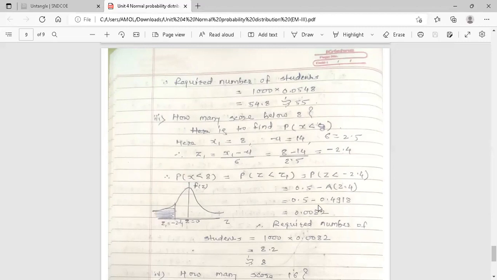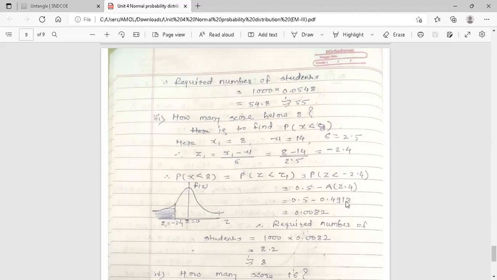And so it is equal to 0.5 minus area of 2.4. Actually, the value of Z1 is minus 2.4, but when we find the area, we take it positive 2.4. The area of 2.4 from the probability distribution table is 0.4918. You can easily find the area of 2.4 by going through the table of normal distribution; the difference is 0, and you will get 0.4918.